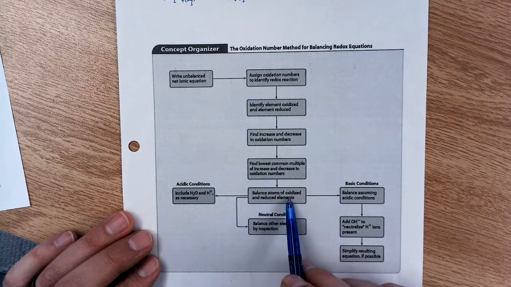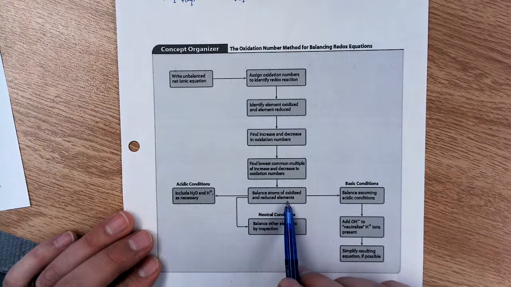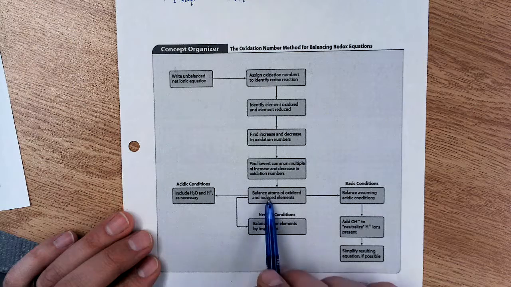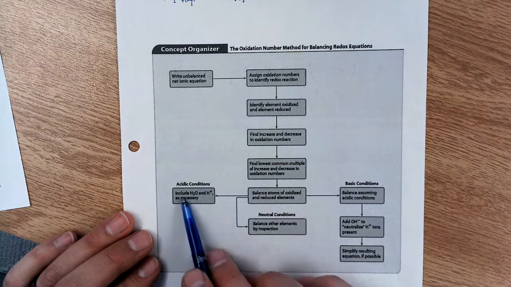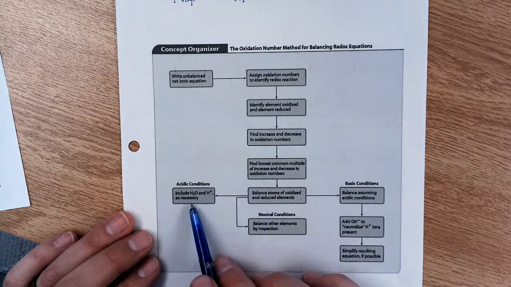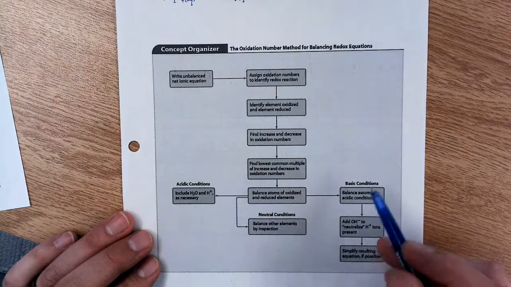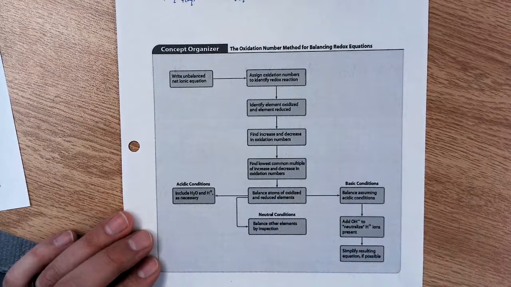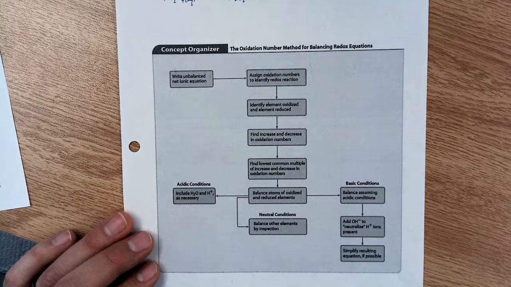Okay, then you balance everything that is not oxygen or hydrogen. If it's under neutral conditions, you just balance other elements by inspection, and then you're done. If it's under acidic conditions, you have to add your waters and your H pluses as you need them. Okay, and we aren't going to worry about basic conditions. Okay, that's all the notes for chapter 13. Hopefully it helps you.